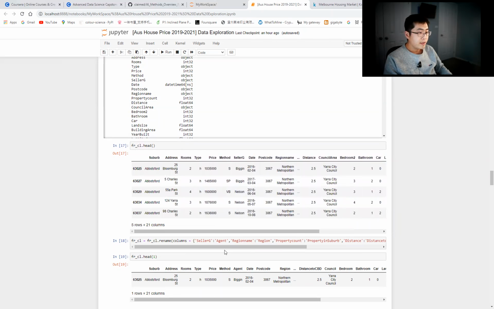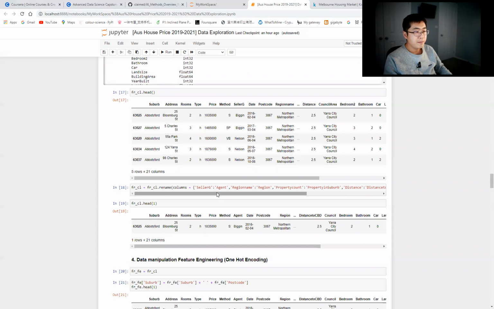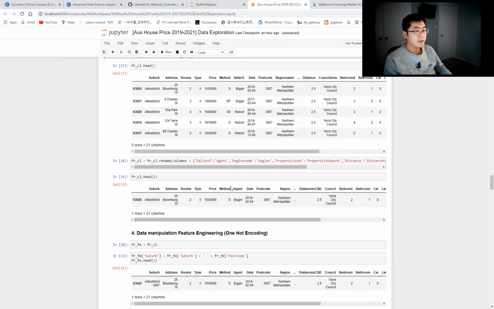And we also did some renaming to make better sense. For example, the seller G, we might get like agent. And we have distance, which turned into distance to CBD.